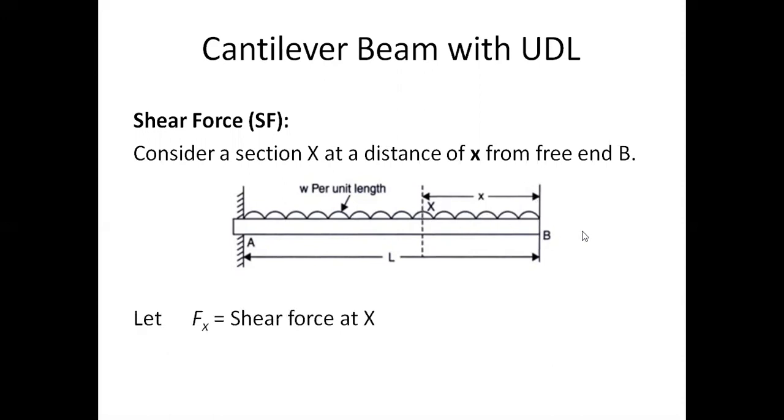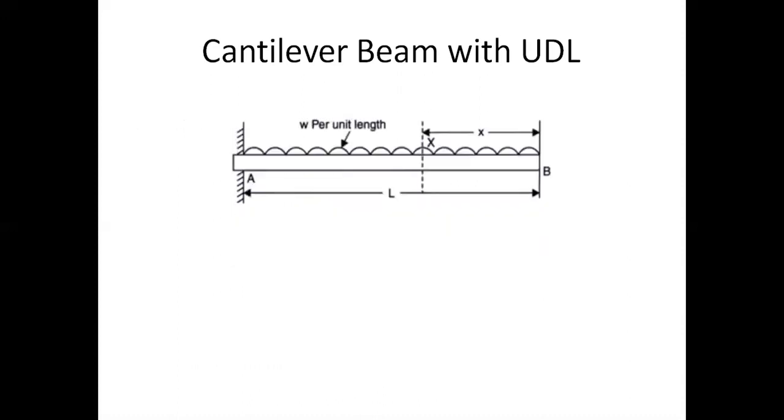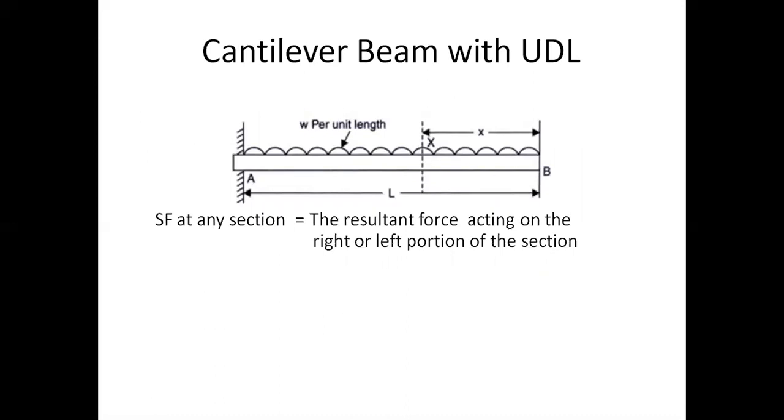Let us say that Fx is the shear force at this section, and let Mx be the bending moment at this section. Now we have to find Fx and Mx for any section. What is the definition of shear force at any section? If you want to calculate shear force at any section, it is nothing but the resultant force acting on the right or left portion of that section.